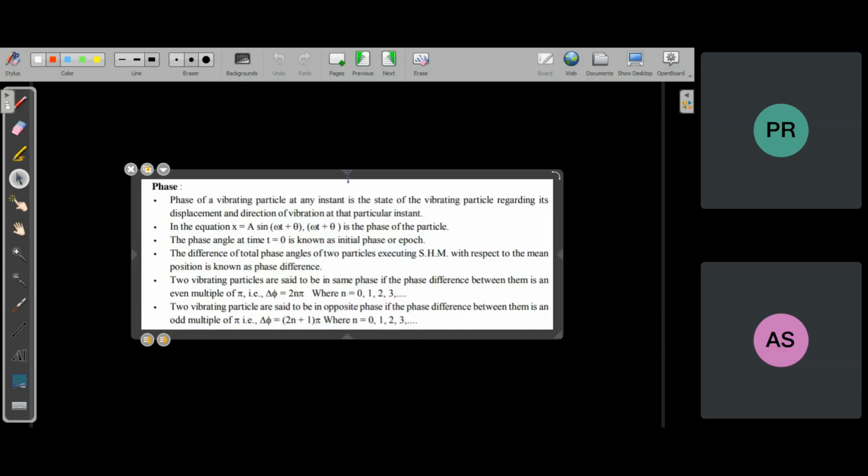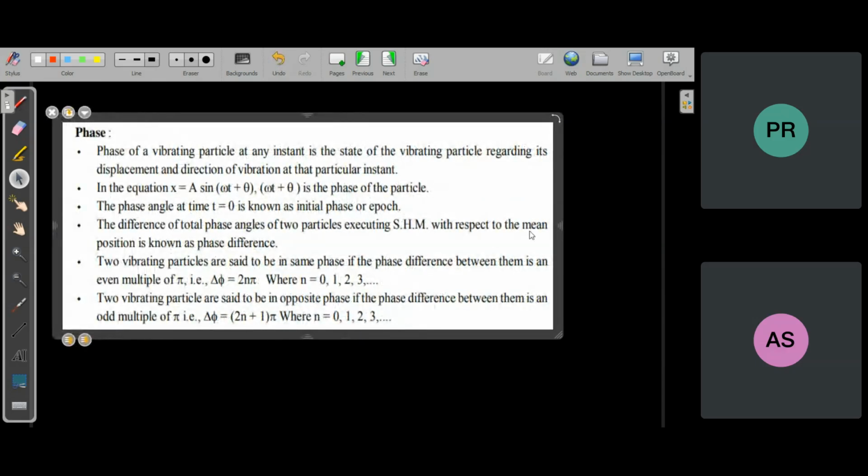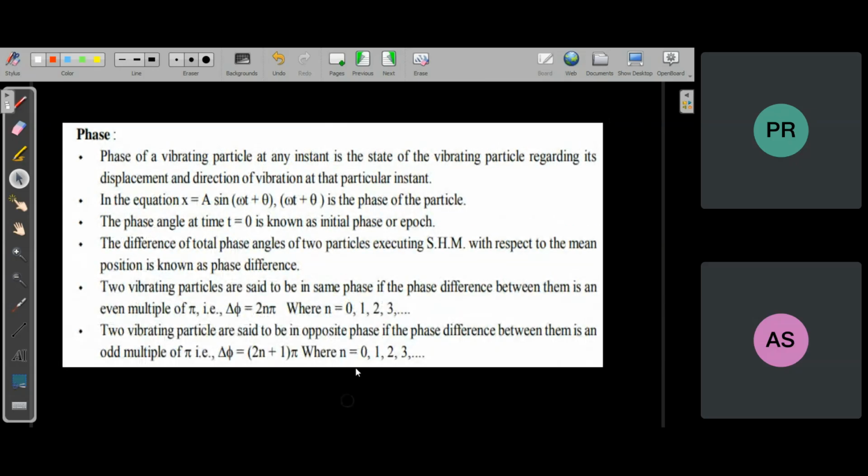Now, phase. This is very important here. Phase of a vibrating particle at any instant is the state of the vibrating particle. Now, what is the meaning of state? State means two things. One is what is its displacement from mean position, and second is what is the direction of velocity at that instant.